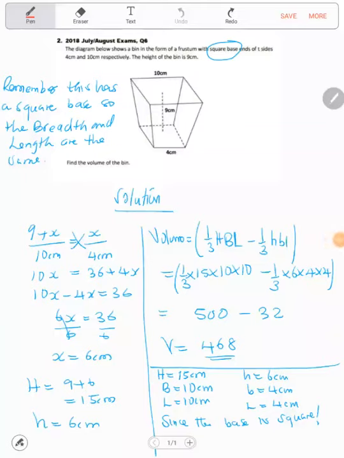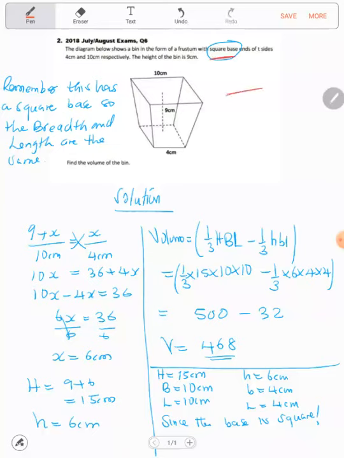Hello, I need to explain how I came up with these solutions, so you follow me step by step. First, we need to understand the question. The question says the diagram below shows a bean in the form of a frustum with a square base. So this is a square base.